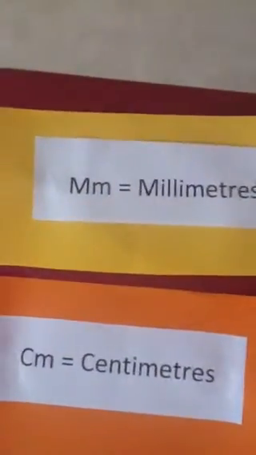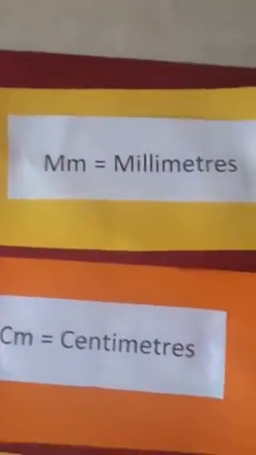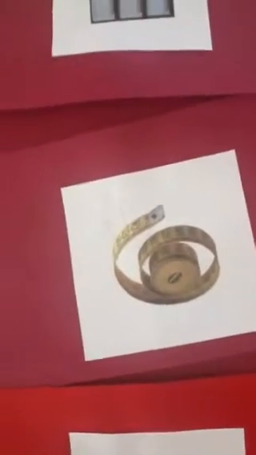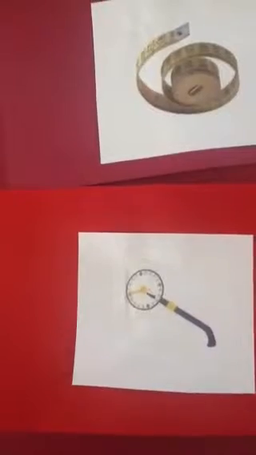Now let's look at some of the measuring instruments which you will be using. Rulers, which measure both centimetres and millimetres. A tape measure, which measures millimetres, centimetres and metres. And how about a trundle wheel, which measures kilometres and metres.